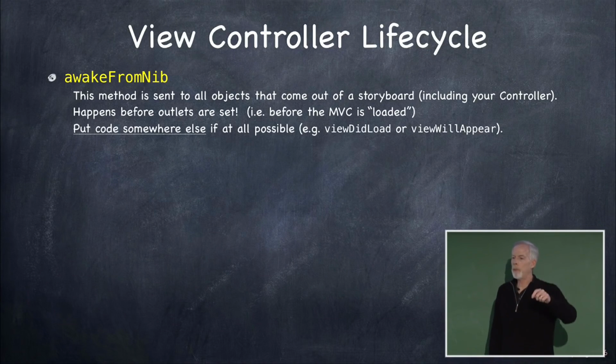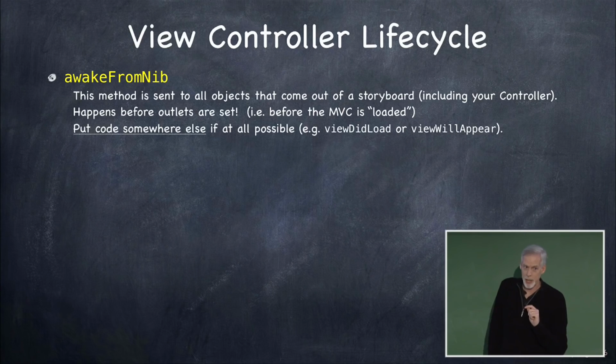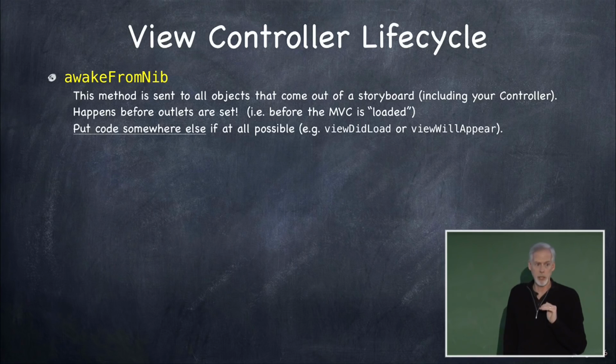Okay, going back to the very beginning of the life cycle, there's another interesting method called awake from nib. Awake from nib is sent to you really early, before preparation, before outlet setting, before all that, but only if you're coming out of a storyboard. It gets sent to every object that comes out of a storyboard, not just view controllers.